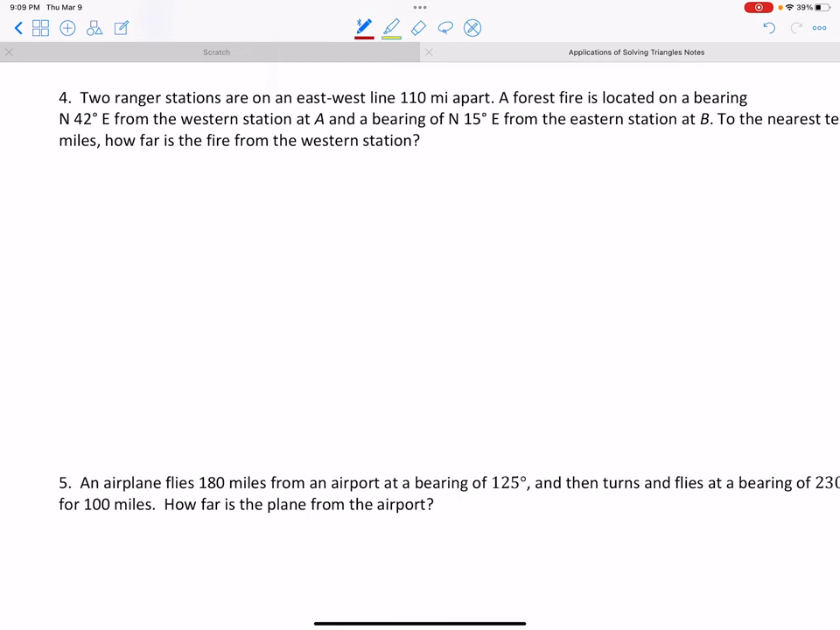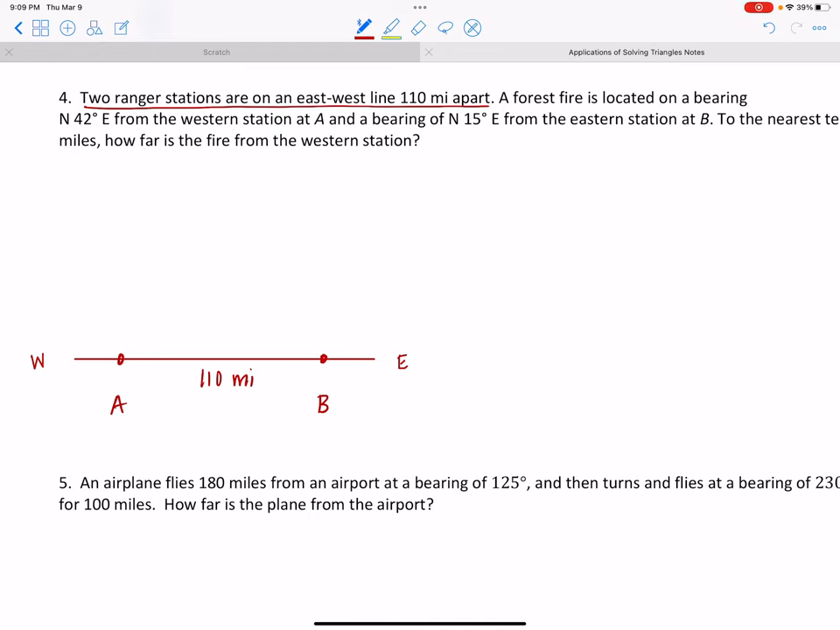Okay, so first, two stations on an east-west line 110 miles apart. Let's draw that. East-west line, west being over here, east being here. Two rangers are on this east-west line, so let's put one over here. The western station is A, the eastern station is B, and these two stations are 110 miles apart. Okay, first part of the picture, boom.